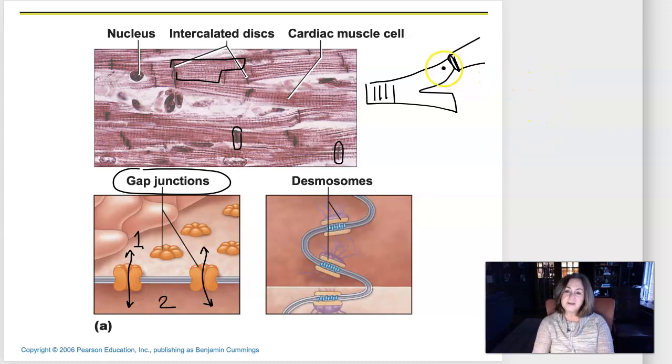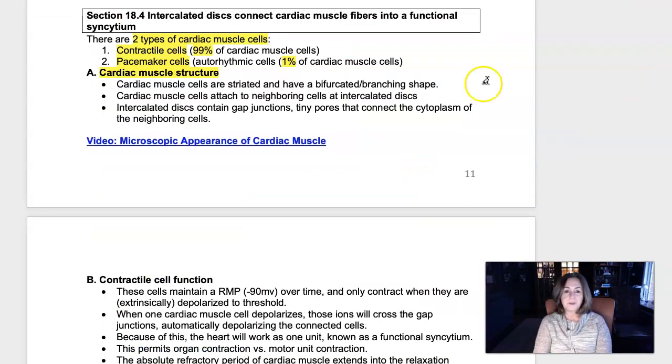In the intercalated disc, ions, as long as they're small enough to cross the gap junction, are going to be able to cross the gap junction. And so even though you have two separate cells, it creates a functional connection between the two cells, which is very significant. So, jumping back to the notes.